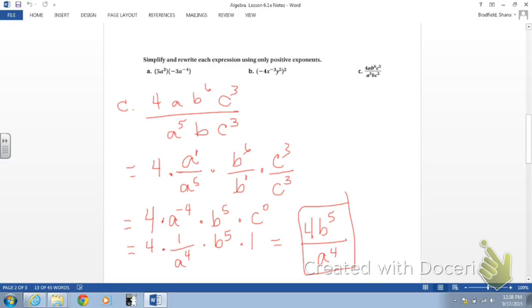And that's my solution. Okay, you have some exercises at the end of the problem to do.